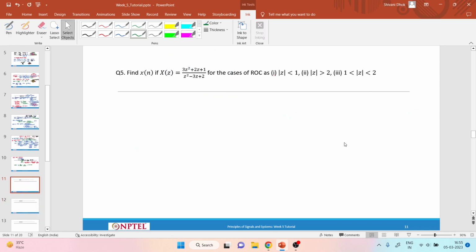Okay. If not, then let us look at the next question. Here we need to find the inverse Z transform of this given x of z. We need to find what x of n is if x of z is this, and we are given three different conditions for the region of convergence. So for these three different conditions, we need to find the value of x of n.